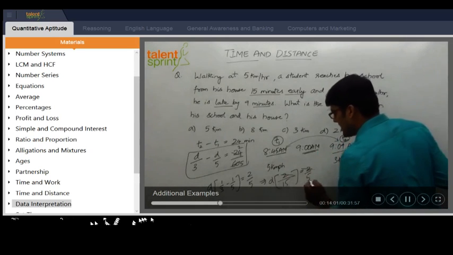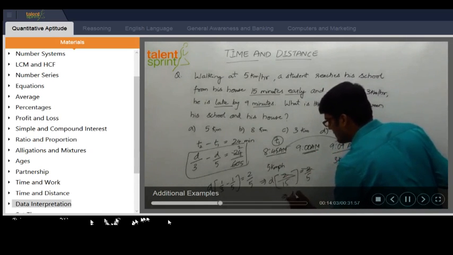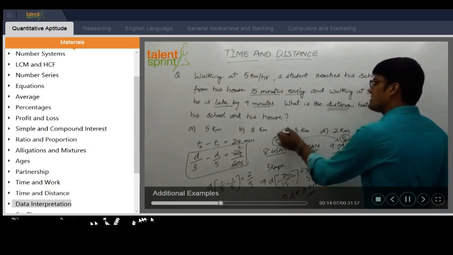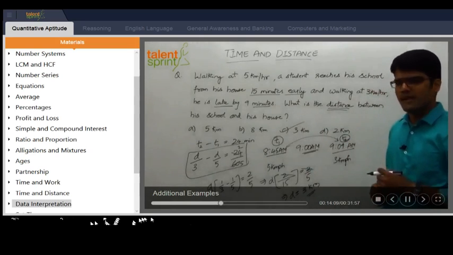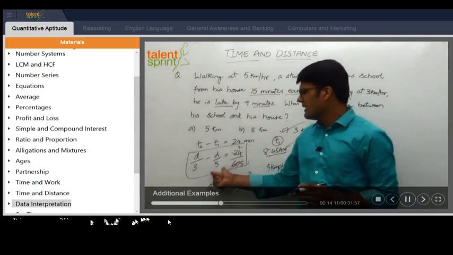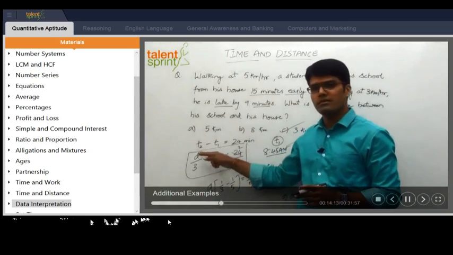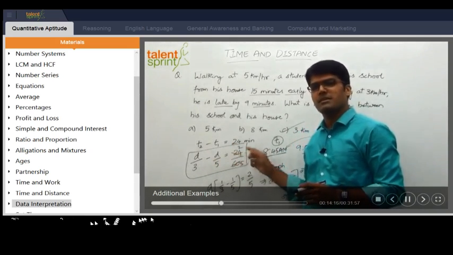So 2 and 2 get cancelled. We can say D is equal to 15 by 5, which is 3 kilometers. Option C is the answer there, 3 kilometers. Right? So that's how you do it. One simple equation: the difference of the two times should be 24 minutes. Take distance by speed, 24.